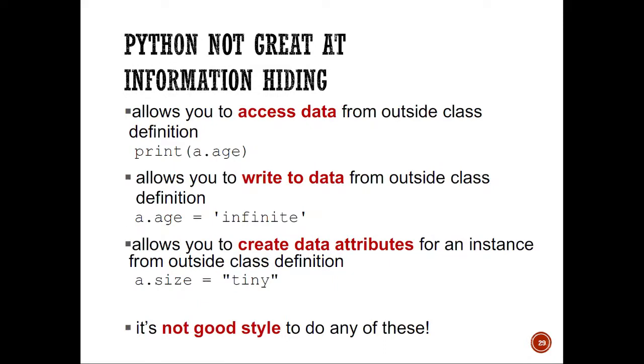As we mentioned, Python is not great at information hiding because it allows us to access the data from outside the class definition. As an example, we can print a.age. It allows us to write to the data attributes from outside the class definition, like in this case. And it also allows us to create data attributes for an instance from outside the class definition, such as a.size equal to tiny. However, it's not a good style to do any of these.